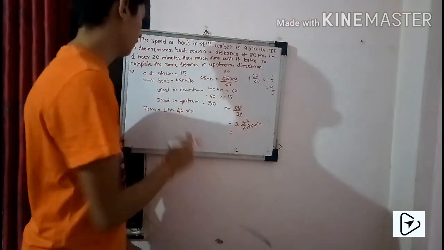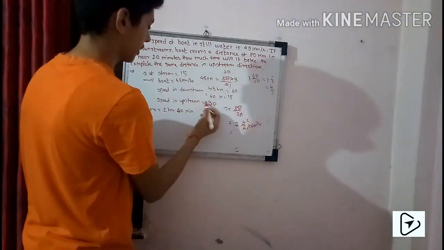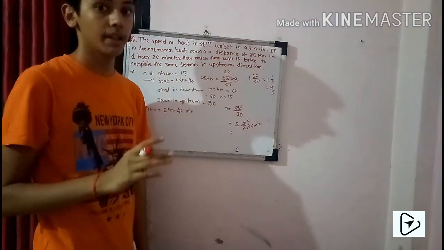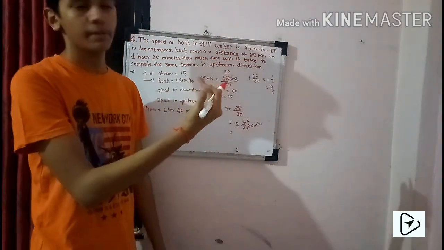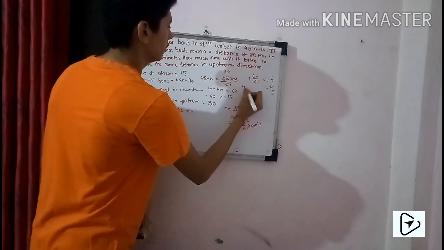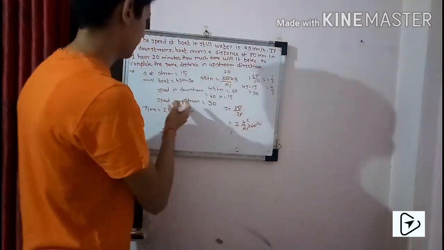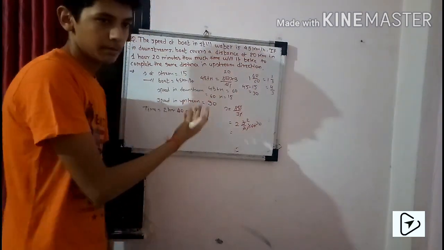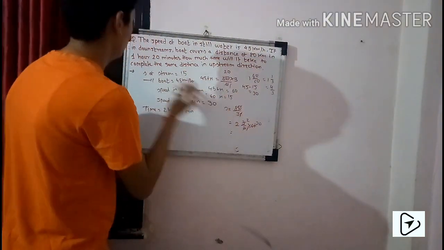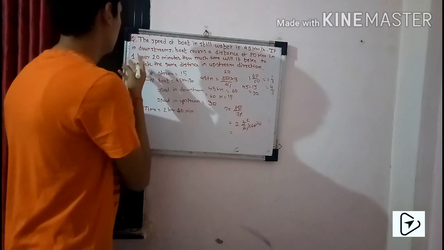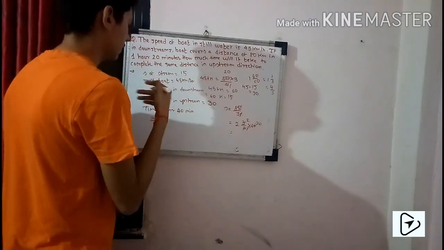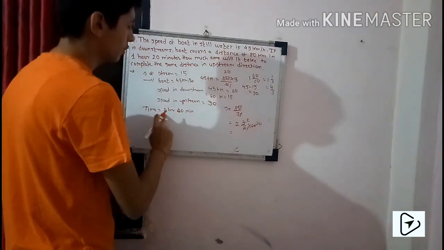Have you got why I have taken the speed of upstream as 30? Because in the upstream case, the stream reduces the speed of the boat. So 45 minus 15 becomes 30. So 30 is the speed in upstream. See, the difference is by 2, so the time will get doubled. So 1 hour 20 minutes we convert into 2 hours 40 minutes. So the answer is 2 hours 40 minutes.